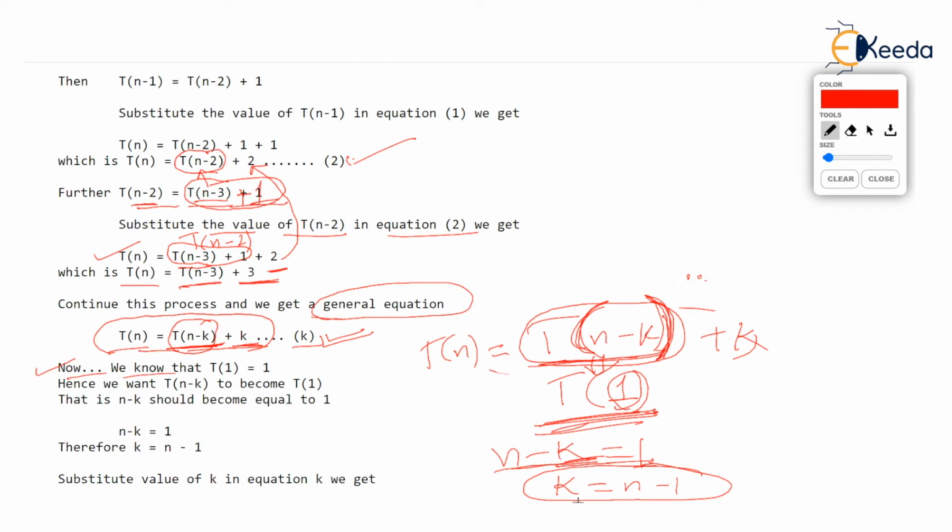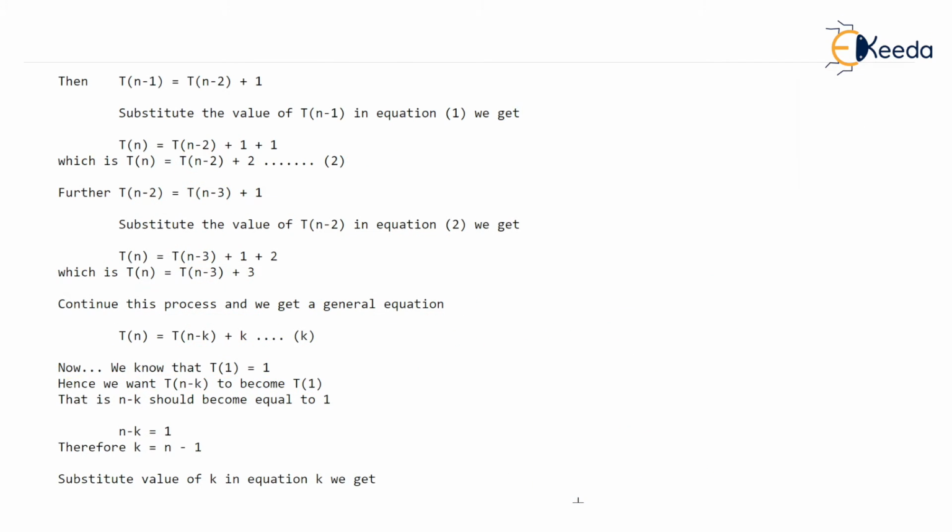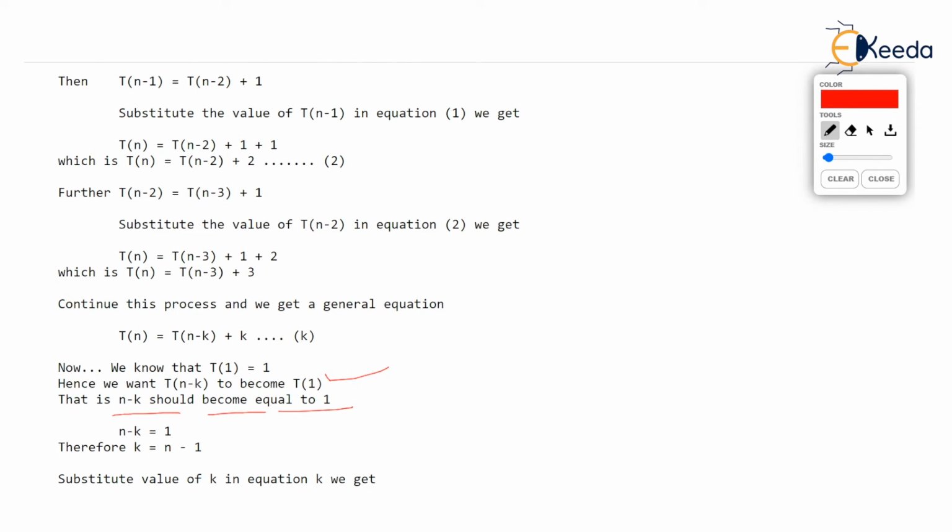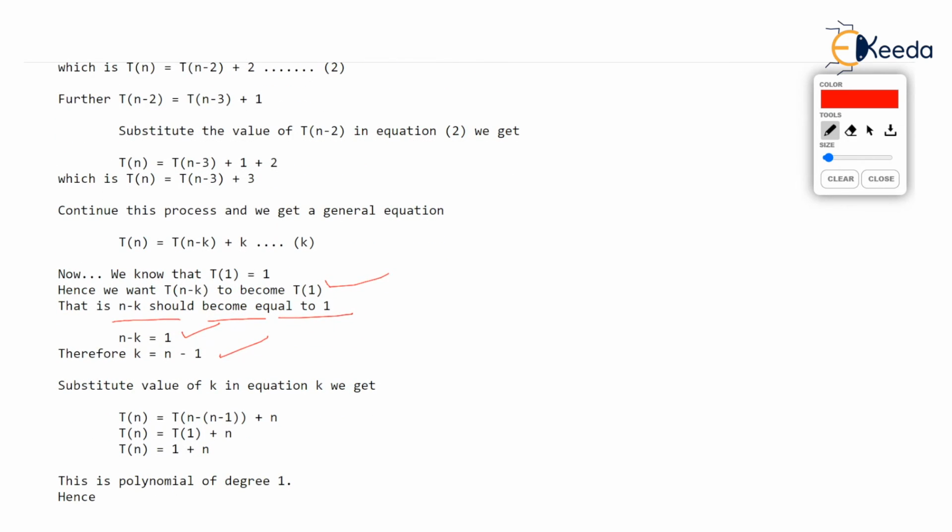We know that T1 is 1. So we want T(n minus k), that is the right hand side of equation k, to become T1. That means n minus k should become equal to 1. That means n minus k is 1, so k is n minus 1. Now the last step is to substitute the value of k in equation number k.